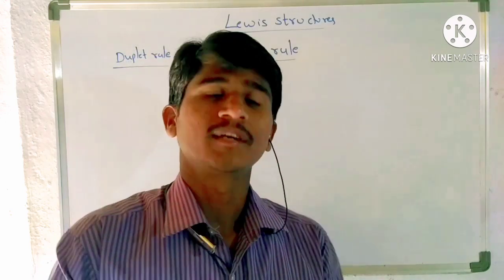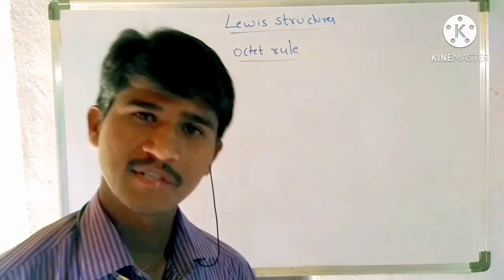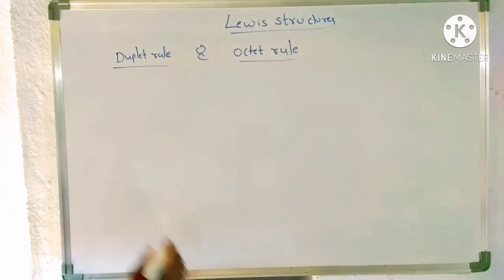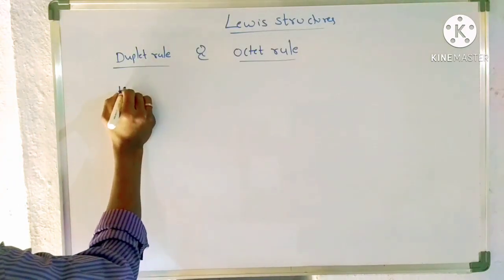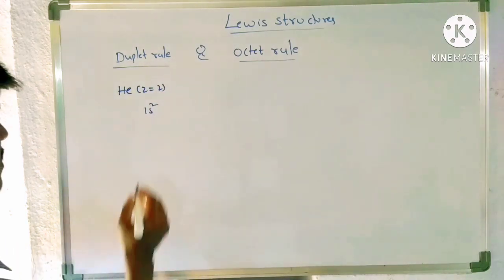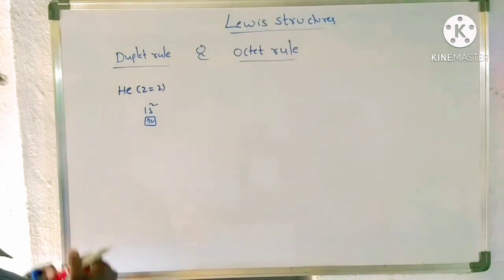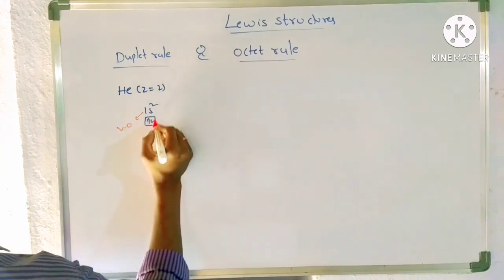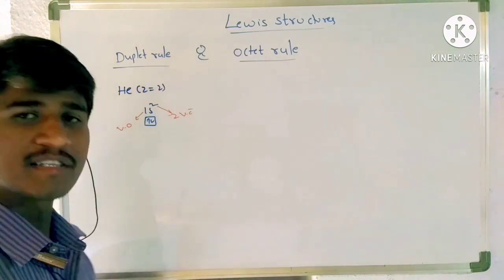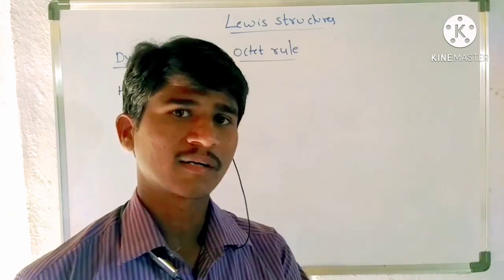From that, they got a rule, the octet rule as well as the duplet rule. So what are the octet rule and duplet rule? Let us discuss. According to the duplet rule, elements with 2 electrons in their valence orbit are stable. For example, helium, Z is equal to 2, electronic configuration 1s2. What is the valence orbit? The first orbit is the valence orbit. How many valence electrons are there? 2 valence electrons. So only in the case of helium do we have the duplet rule, meaning helium is stable due to 2 electrons in the valence orbit.